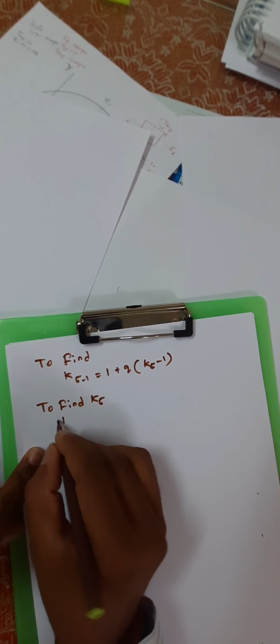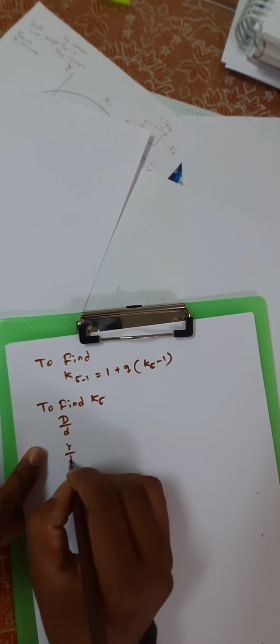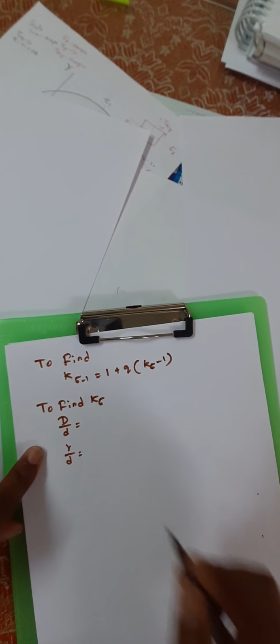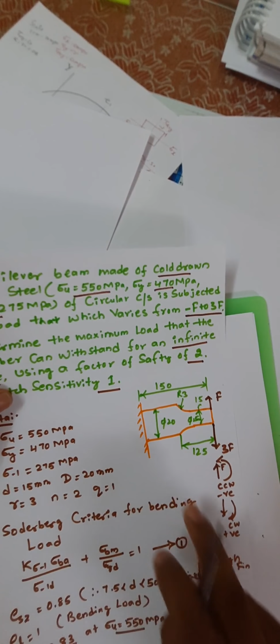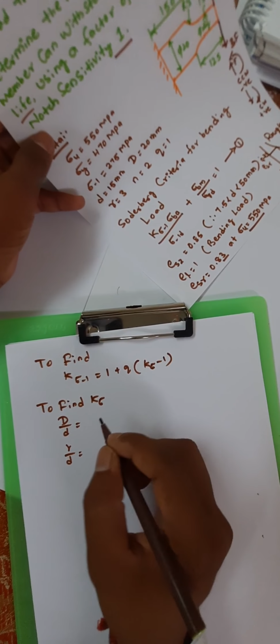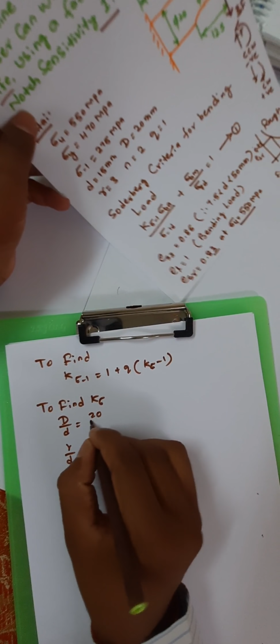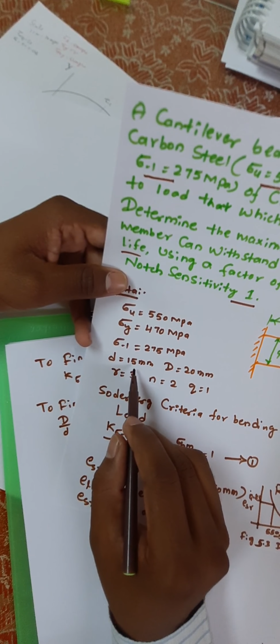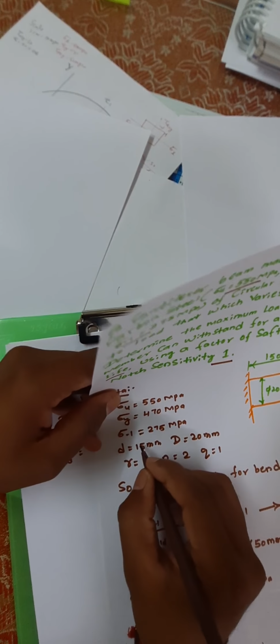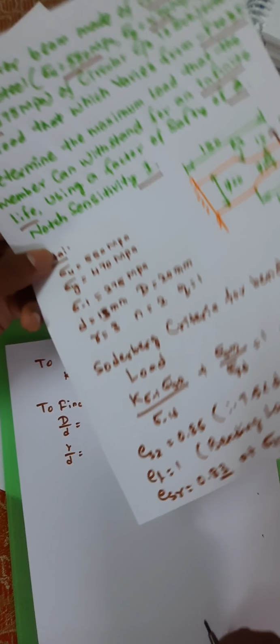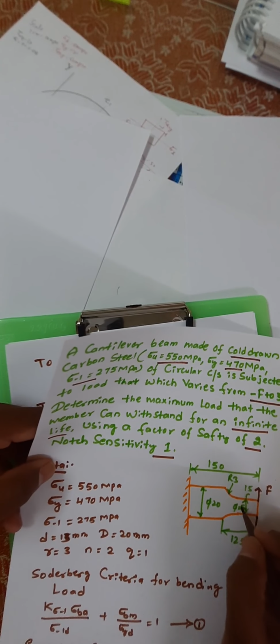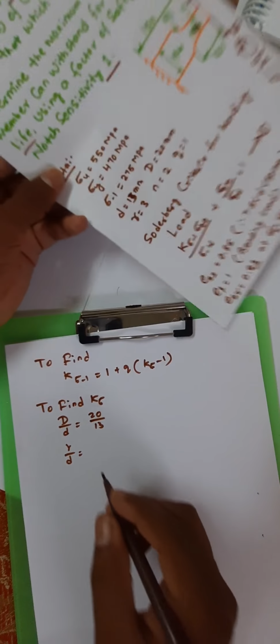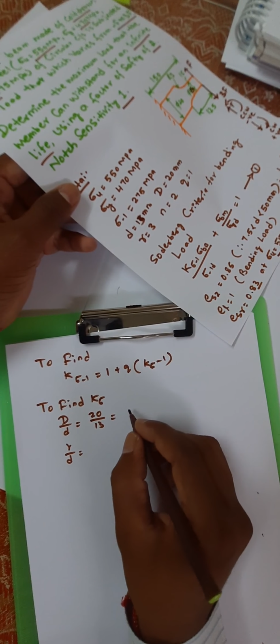We all know that we need the D by d and r by d ratio with respect to this figure. What is the D by d ratio? D by d is equal to 20 by 13. Capital D is 20 mm, and small d is 13 mm.